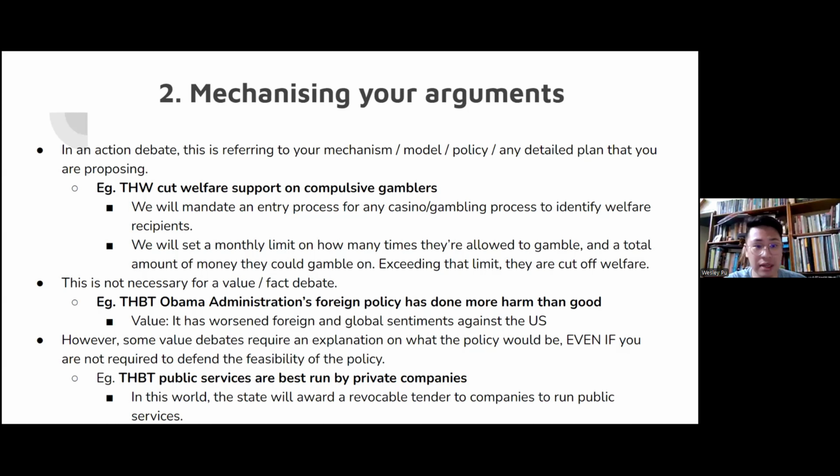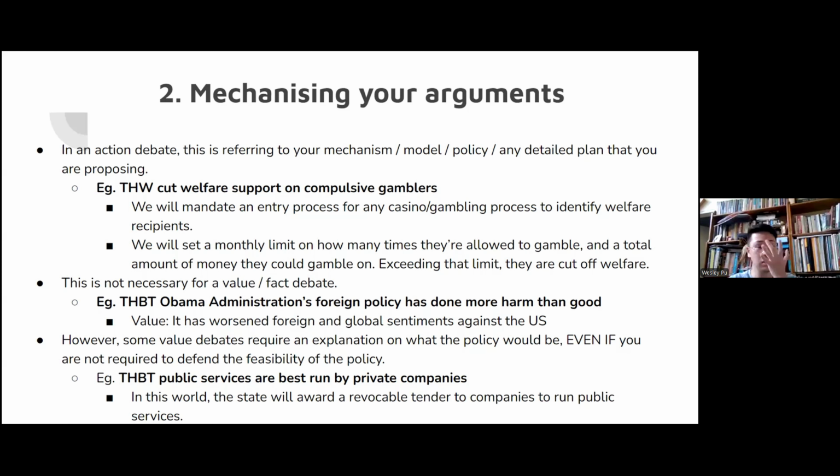In an action debate, this refers to your mechanism, model, policy, or any detailed plan that you are proposing. For example, this house will cut welfare support for compulsive gamblers. So what you're trying to say is, what does this look like? How does this manifest? And what is the procedure that you're going to follow? Mechanisms aren't convincing you whether something is true. Mechanisms are telling you how something works.